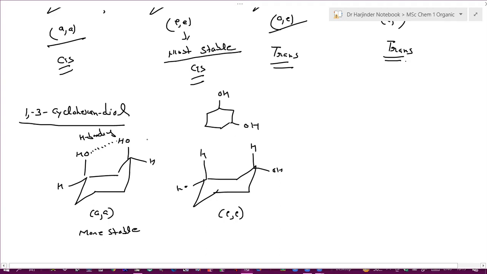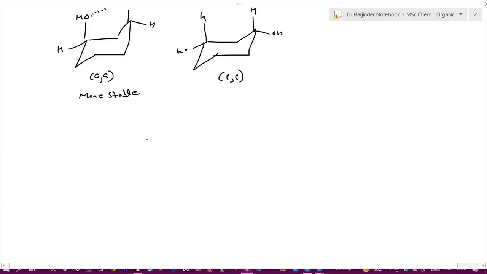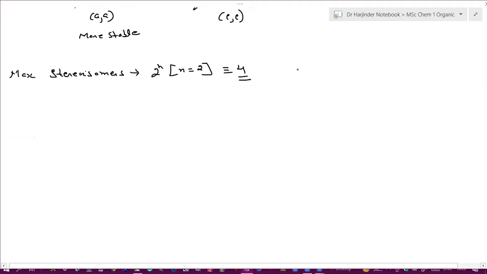And yes, what about stereochemistry, enantiomerism here? How many maximum stereoisomers? Again 2 to the power n, and here n is also 2. So maximum are 4. So in this case also maximum 4 stereoisomers may be there. But in actual, here also only 3 exist.